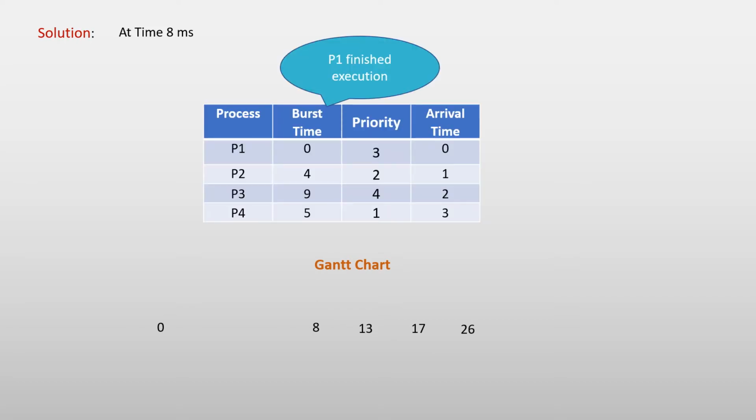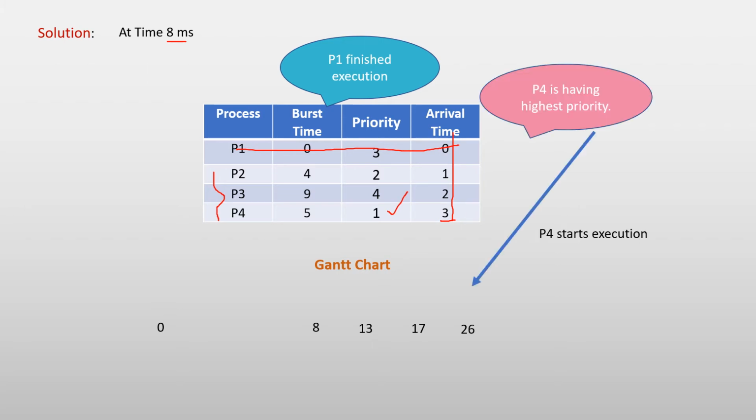And that is 8 milliseconds. These are the processes that are there in the system. P1 to P4 all are there, but P1 has finished its execution, so don't consider P1, and also don't consider the arrival times because all processes have arrived. The last process that arrived was at 3 milliseconds and we are at 8 milliseconds. So all processes are present in the system. Out of the three processes that we need to consider for execution, the process with the highest priority is P4. So P4 gets executed.